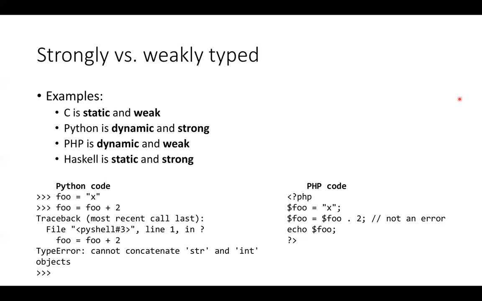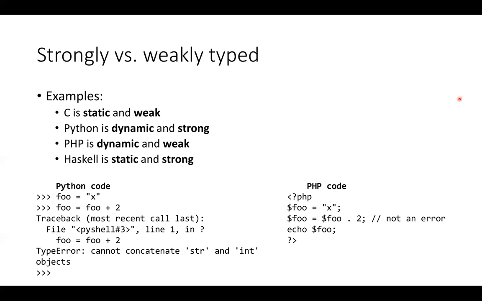We'll see an example of that in just a second. For example, C is a statically typed language, so we know what the types are at compile time, but it's weakly typed because we can cast things. Python is dynamically typed, so we don't know the types of things until runtime, but it's strongly typed. There's no such thing as casting. Values have types, and they just have them. Also, Python doesn't do weird things under the hood to convert or promote types for you. PHP, on the other hand, is dynamic and weak because it'll do all sorts of crazy stuff. And then Haskell is static and strong because we know all of the types at compile time, and there's no possible way to subvert the type system.